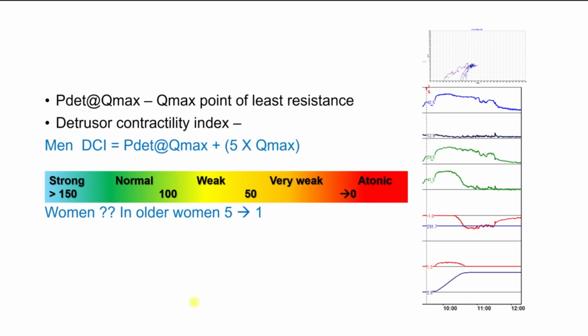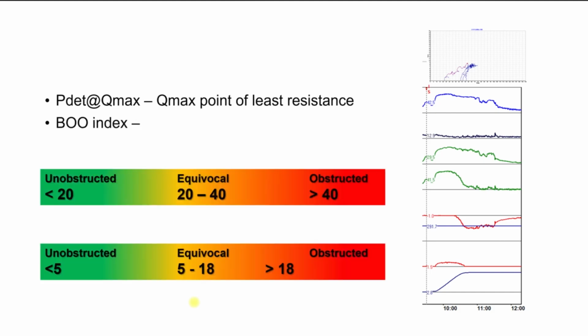In men, it is defined as P det Qmax plus 5 times Qmax. A normal value is about 100. Anything less than that is considered to be weak, particularly if it is less than 50. And a value of more than 150 exemplifies a strong detrusor. In women, the situation is far from clear, although some papers have mentioned in older women P det Qmax plus Qmax as a definition of detrusor contractility index. However, reference values are not known.